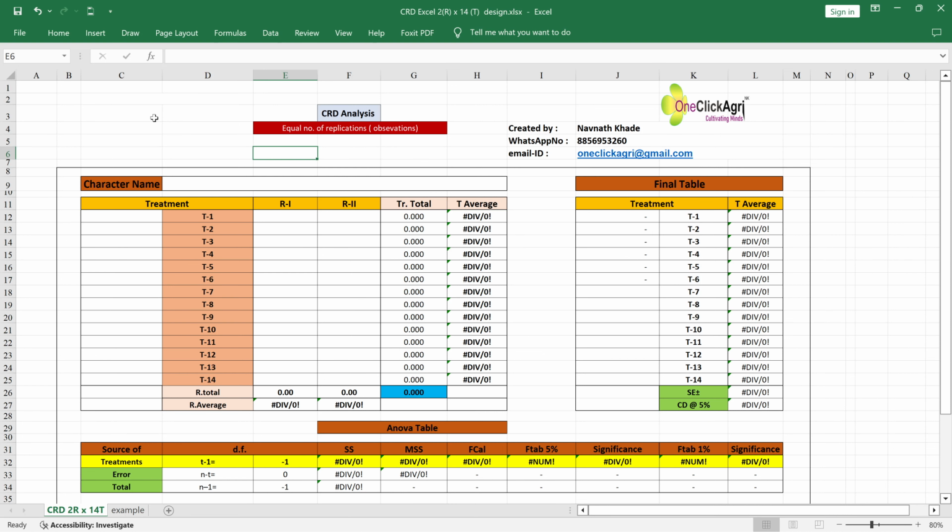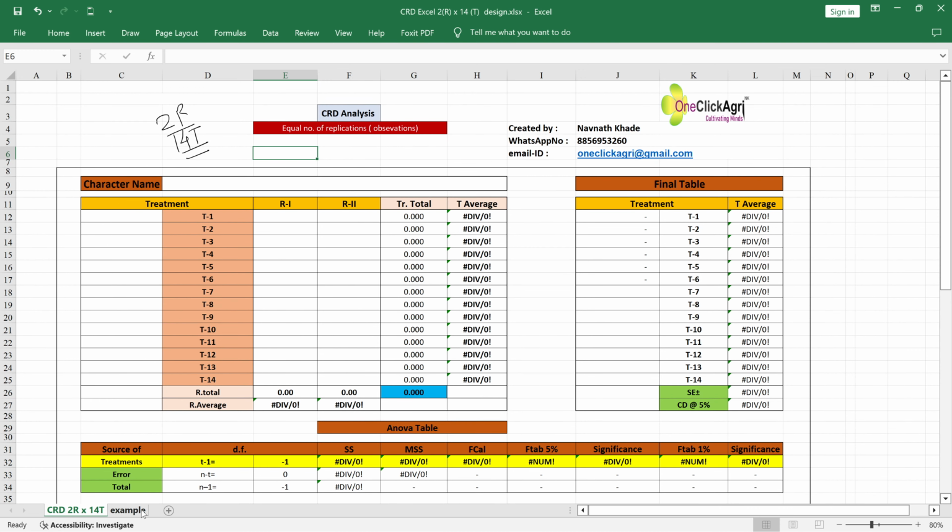Hi friends, in this session we are going to do the statistical data analysis of your research in CRD design. In this design we consider 2 replications and 14 treatments. So we have this type of format in Excel. So we need the research data to do the analysis.